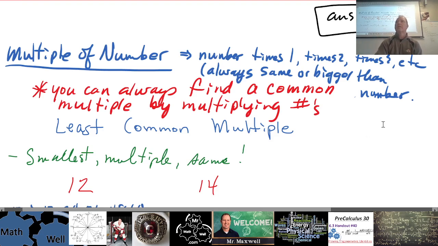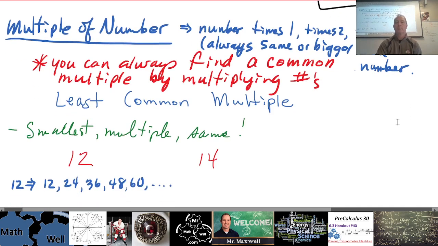What we're interested in a lot of times is the least common multiple. The greatest common multiple is not very useful for us. The least common multiple is useful a lot of times when we're adding and subtracting fractions and things like that, right? You want a common multiple.